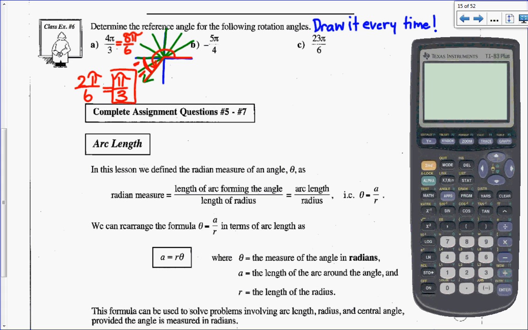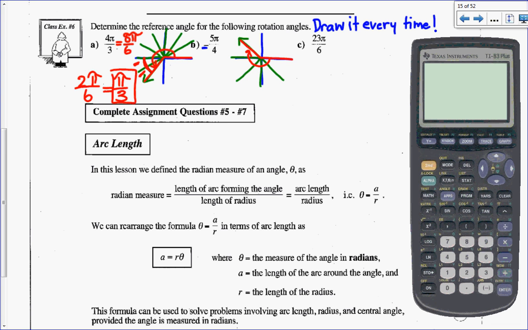This is negative 5 pi over 4's. Okay, well, let's draw it because every time we're going to draw it. Now it's negative, which means I'm going in a clockwise direction around the other way, but I need to mark off pi over 4's and just count them. 1, 2, 3, 4, 5. So I'm ending right there. This means that my angle is starting here, it's ending there, and I'm going in a negative direction. This is the angle. Okay.